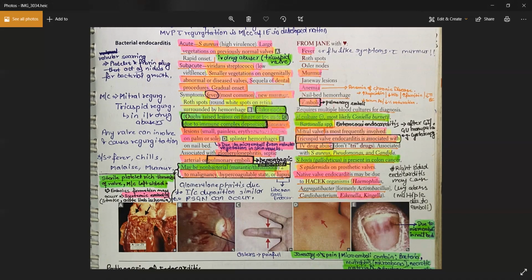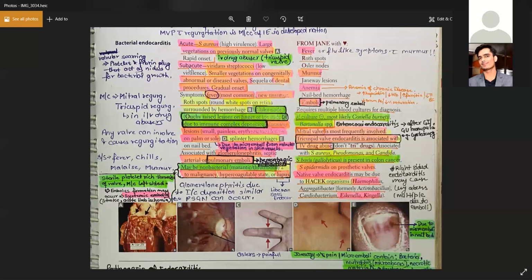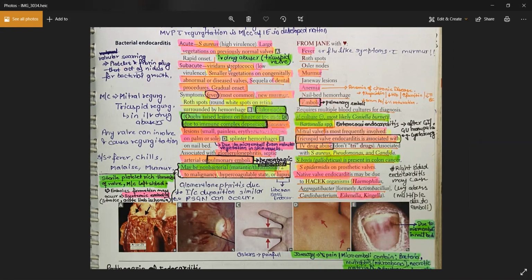It could be a mitral valve prolapse. It could be rheumatic heart disease. It could be any congenital abnormality. It could be anything. If they have a damaged heart or damaged heart valves, then they can have subacute endocarditis, and the most common cause is the viridans streptococci. The mitis and the mutans most commonly will cause the subacute type of bacterial endocarditis.